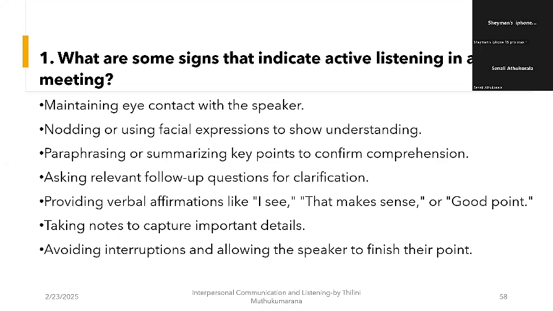And taking notes is also very important. Sometimes in a huge meeting, if there are important facts to jot down, you can take your notes and write them down. Especially if you are asked to write the meeting minutes, then you have to jot down the things, right? And also you have to avoid interruptions, allowing the speaker to finish the point.